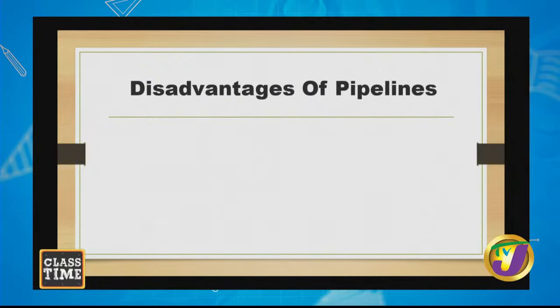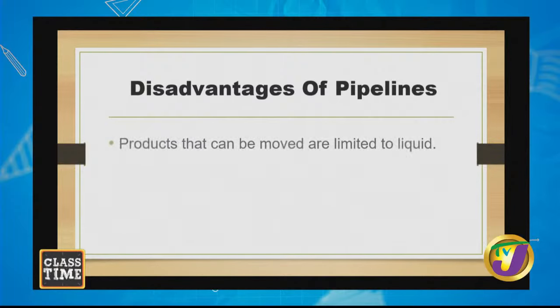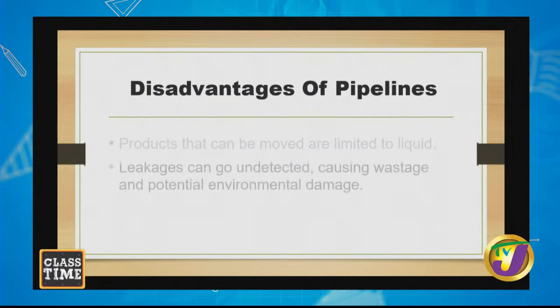Are there disadvantages of pipeline? How many can you come up with? Now, products that can be moved are limited to liquid, and that's understandable, right? Leakages can go undetected. Remember that these pipelines are under the land or underwater. So these leakages can go undetected for a long period of time, causing wastage and potential environmental damage.